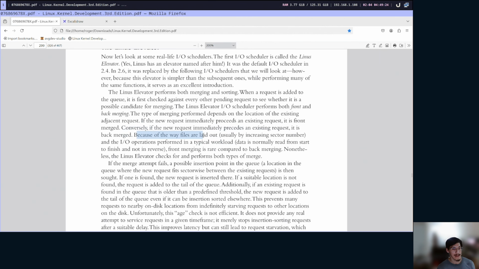Because of the way files are laid out, usually by increasing sector number, and the I/O operations performed in a typical workload, that is, data is normally read from start to finish and not in reverse, front merging is rare compared to back merging. Nonetheless, the Linus elevator checks for and performs both types of merge.